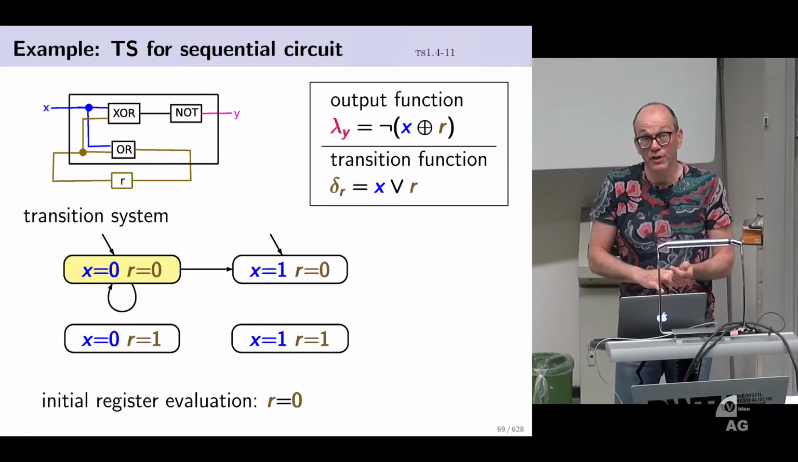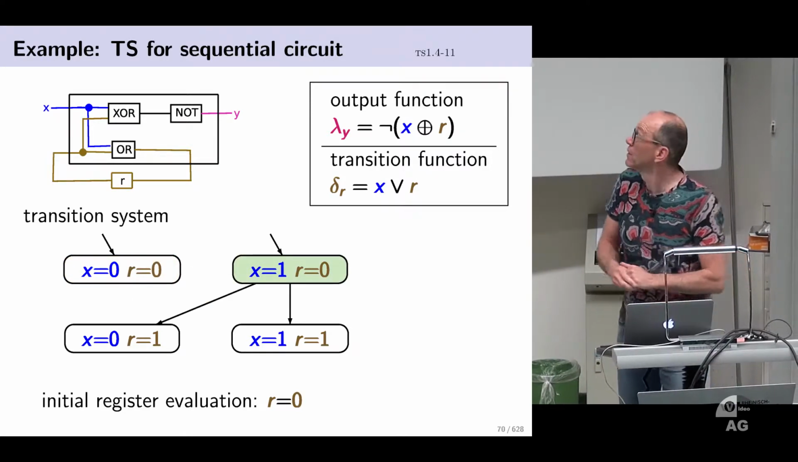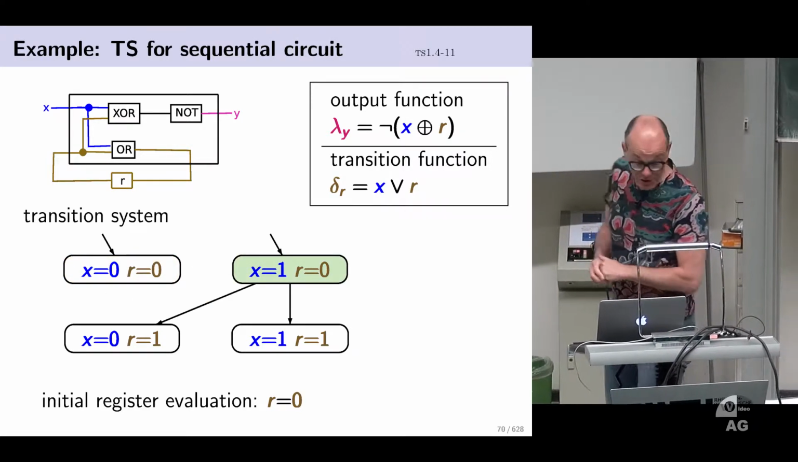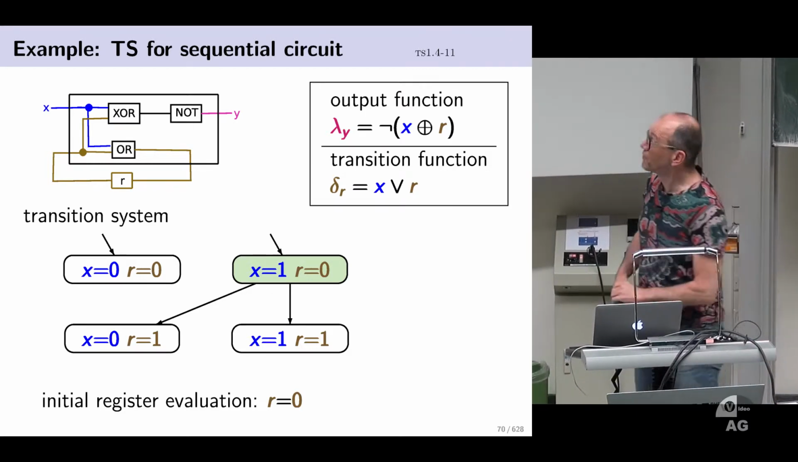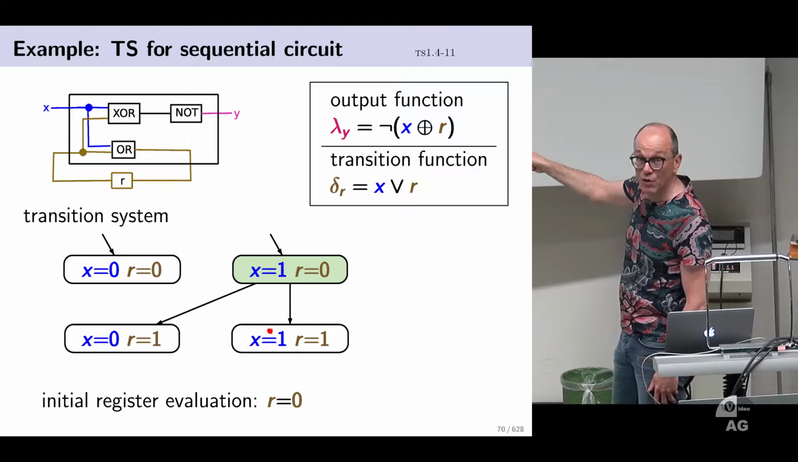Good. So if we continue this kind of scheme, then we now concentrate on this state: x equals 1, r is 0. Now there are two possible successor states. Either the next input is a 0 or the next input is a 1.